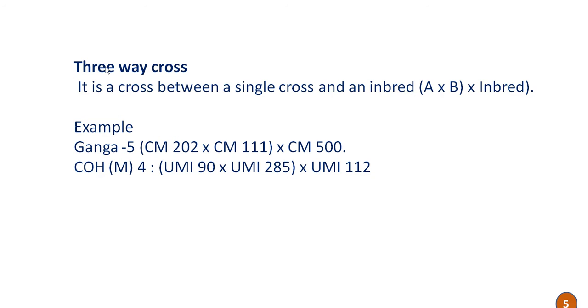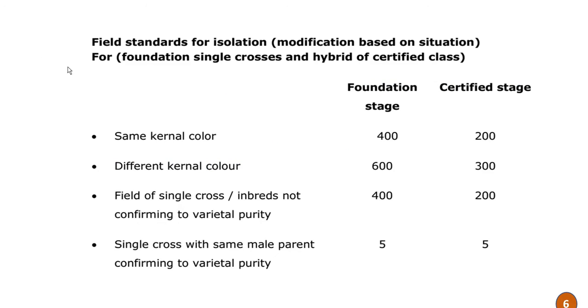Then the third type is three-way cross. It is a cross between a single cross, that is A into B, and another inbred, called a three-way cross. And examples are Ganga 5 and COHM4. So these are the examples with the parents for three-way cross. So these are the three different types of cross which are mainly in maize.